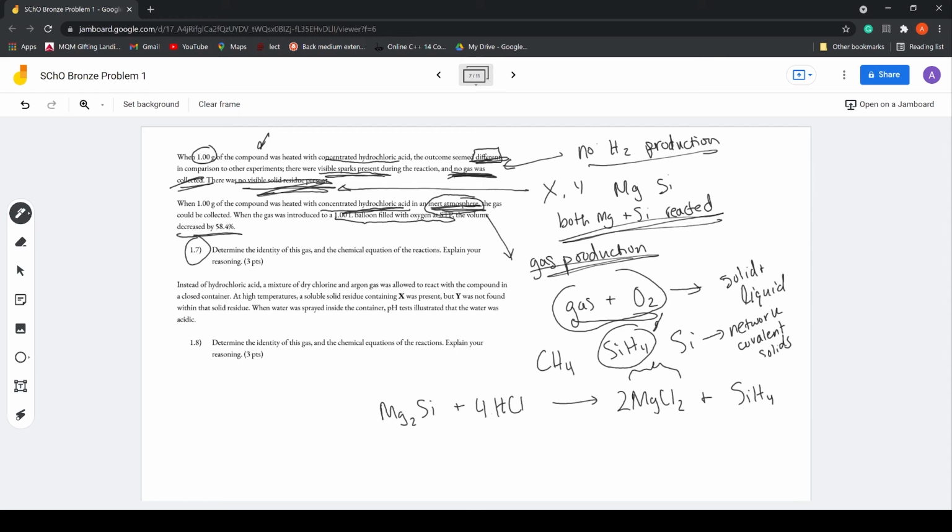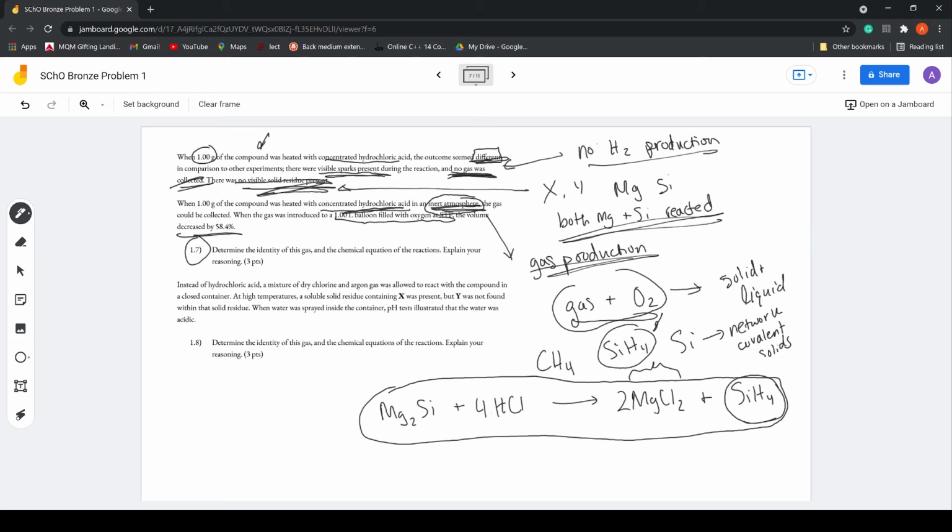And now we have 4 hydrogens on both the left and right, and one silicon on both the left and right. So we have a balanced expression. Here's our chemical equation. And the identity of our gas is silane, SiH4.